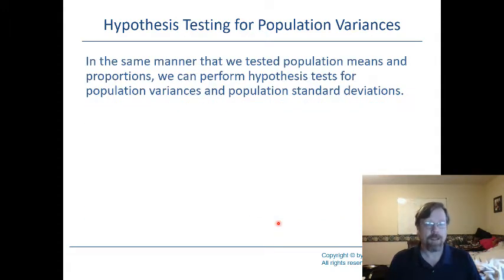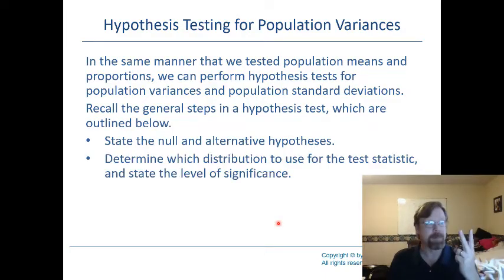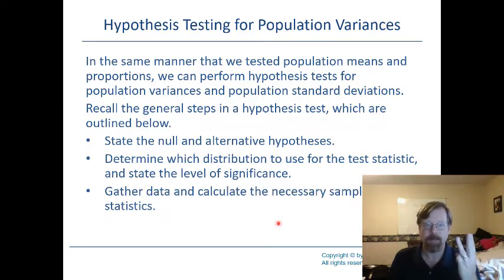We use the exact same logical algorithm here, though. General steps are state the null and alternative hypotheses, determine which distribution to use, and state the level of significance, gather the data, and calculate anything we need based on it, and then draw a conclusion and interpret the decision.